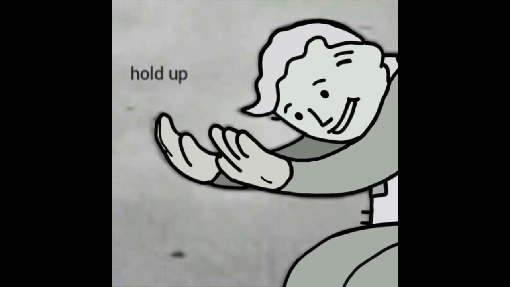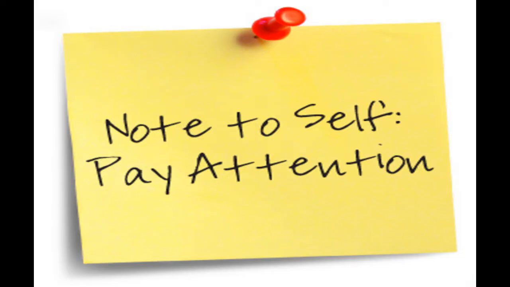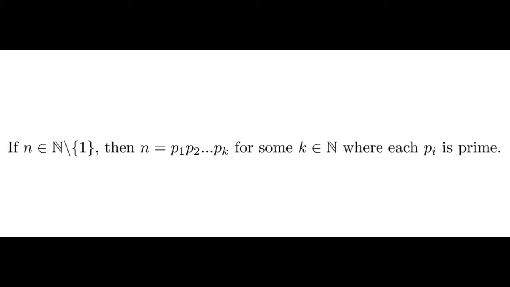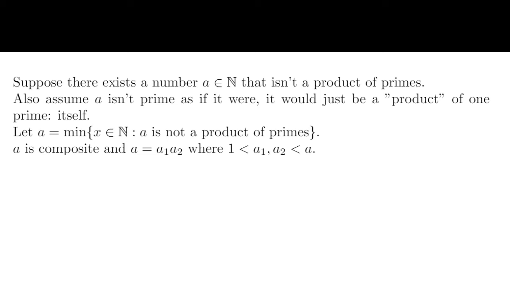Okay, fine. We'll prove at least one of these. That product of primes thing, by the way, is called the fundamental theorem of arithmetic. So I guess if it has fundamental theorem, then we should probably pay attention to it. So any natural number greater than 1 is prime, or it can be written as a unique product of primes. Suppose there exists a number that isn't prime and isn't a product of primes. We'll call it a and assume that it's the smallest such number.